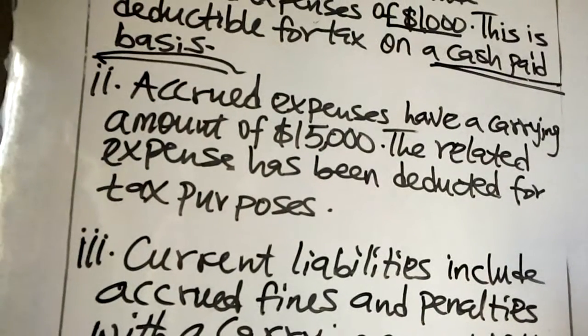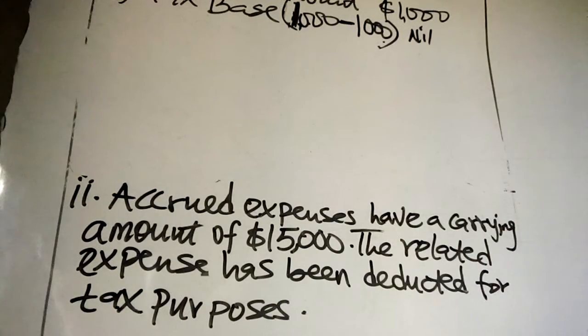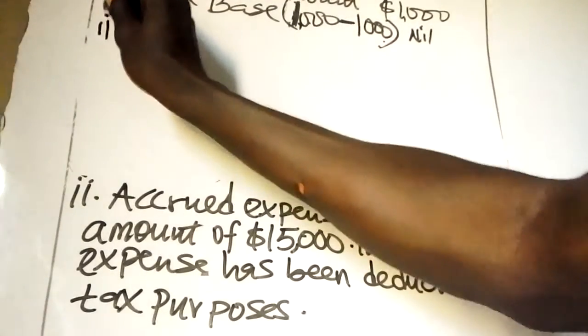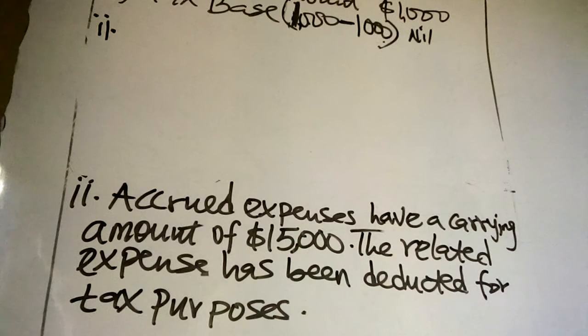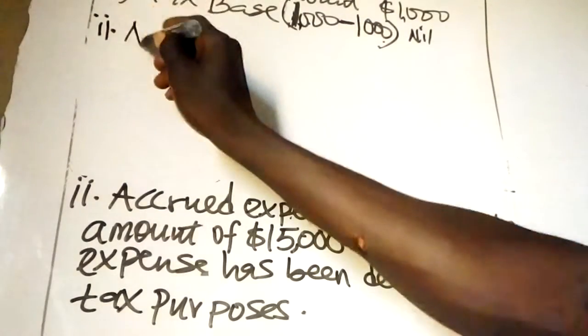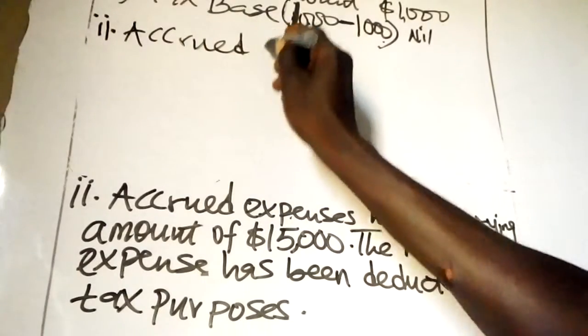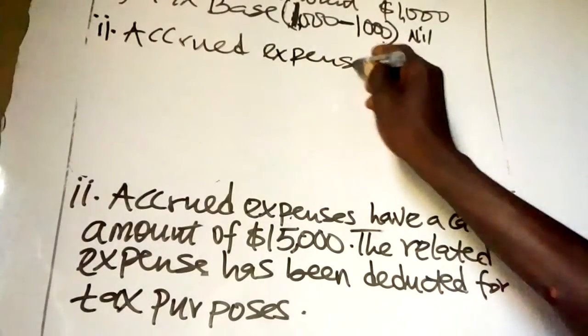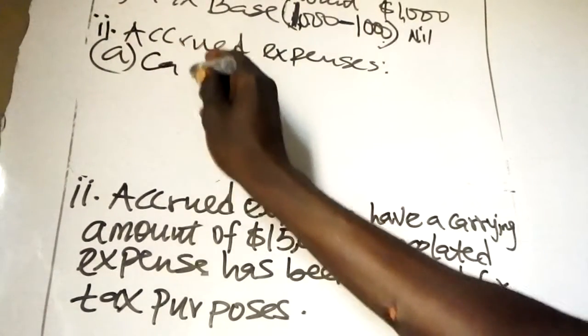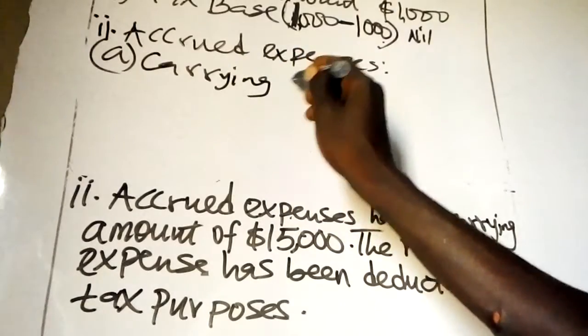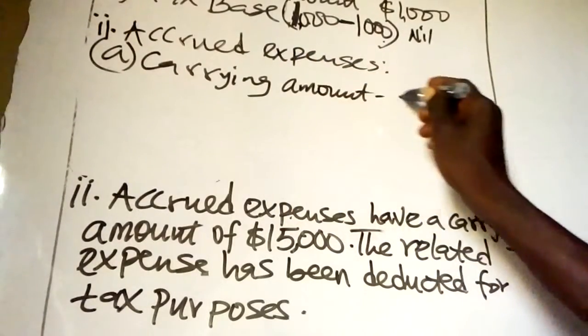Two. Number 2, accrued expenses have a carrying amount of 15,000. The related expenses has been deducted for tax purpose. Accrued expenses, that is note 2 as well. The carrying amount of these accrued expenses, that is amount recognized in the statement of financial position, and that is 15,000.